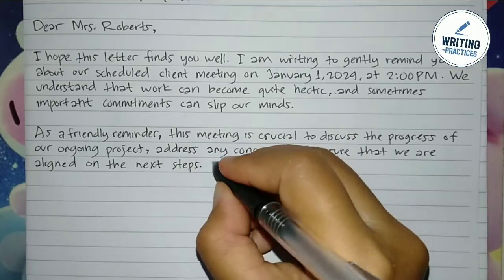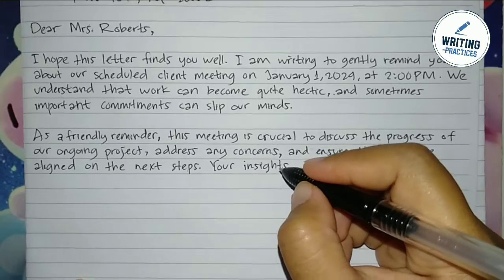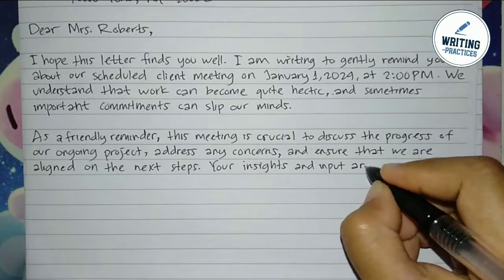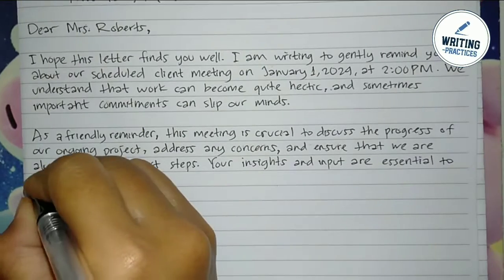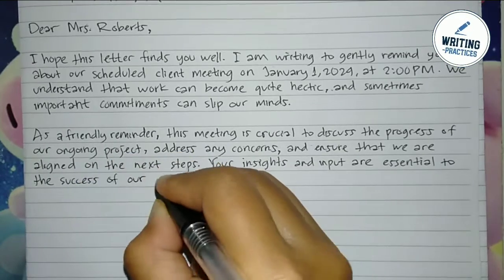Besides that, you need to also mention that the recipient's insights and input are essential. Emphasize how the event won't work well without the recipient's attendance. And you can write something like, "Your insights and input are essential to the success of our collaboration."